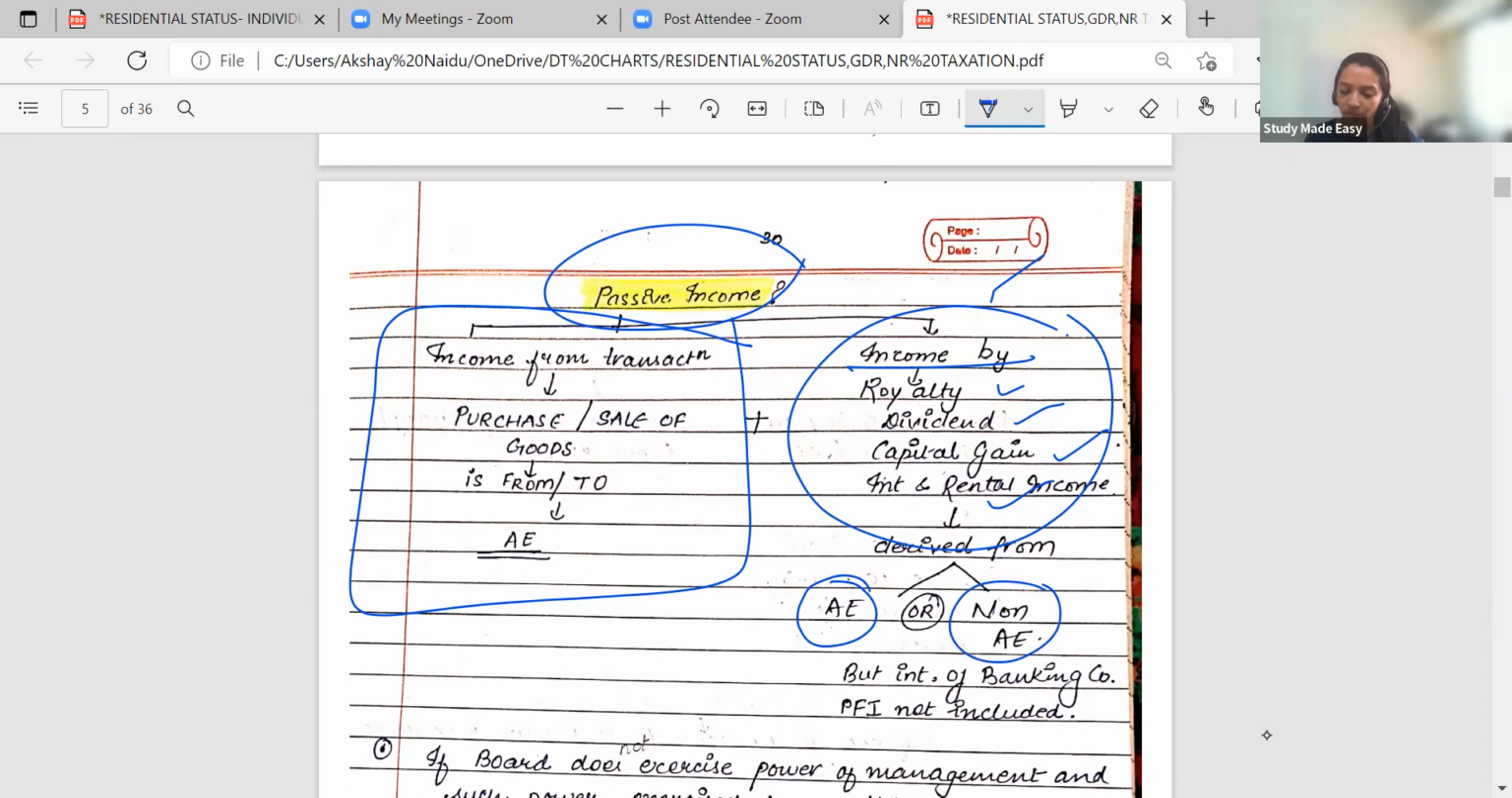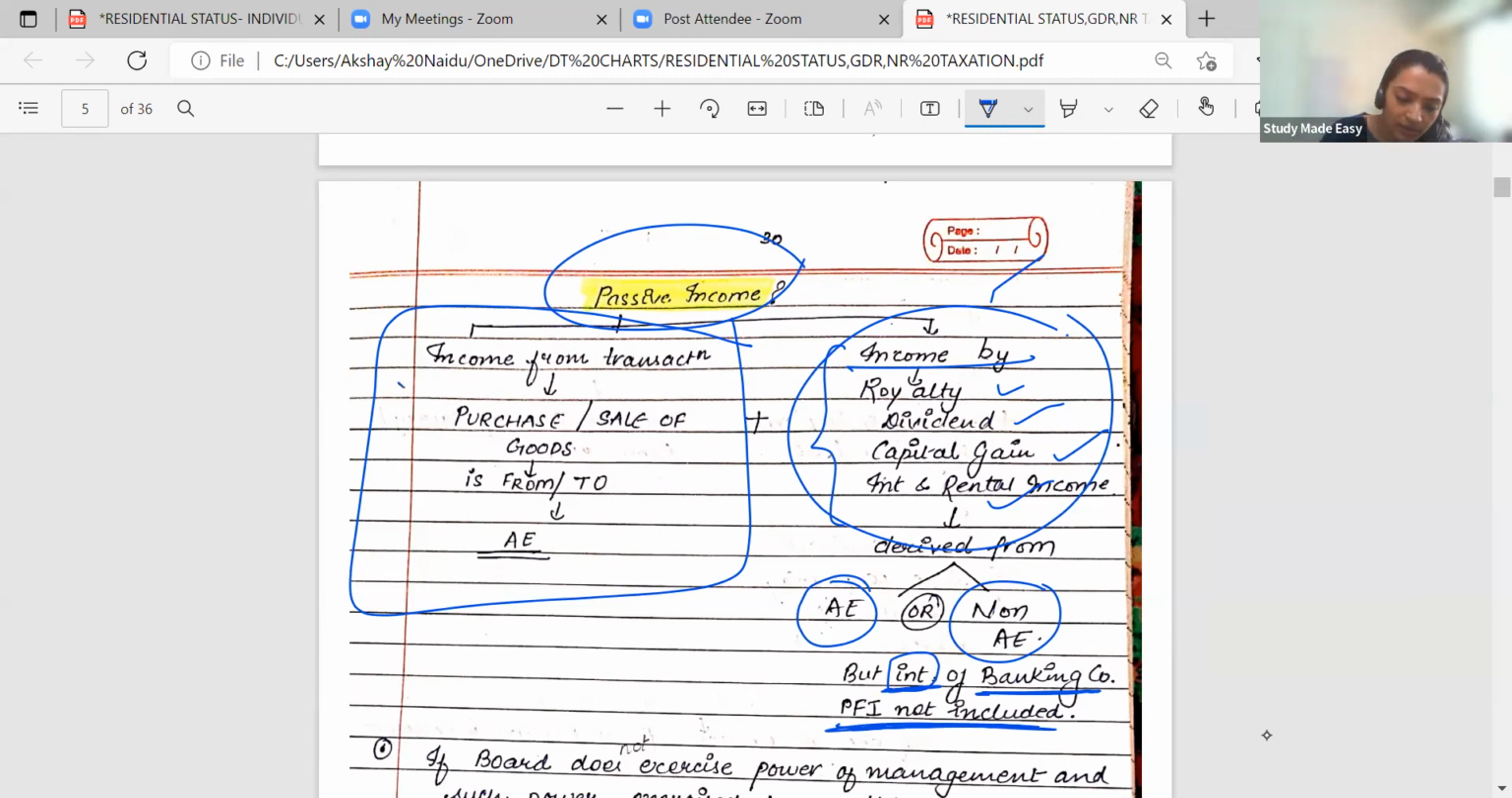Now, what is an associate enterprise and what is not, we will come to know. From wherever you are deriving this income, we are not concerned, but if you are deriving this income, that is your passive income. But if interest is earned by a banking company, this is the business of a banking company. If they are earning interest, then it will be included here only. Done?